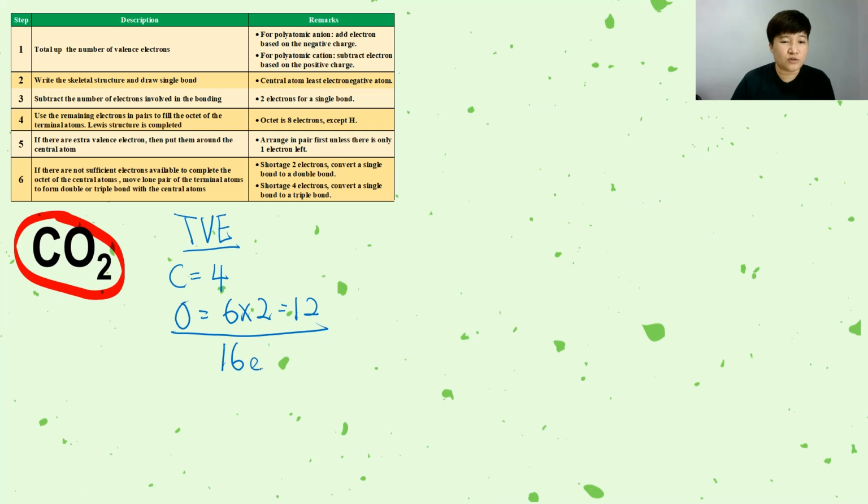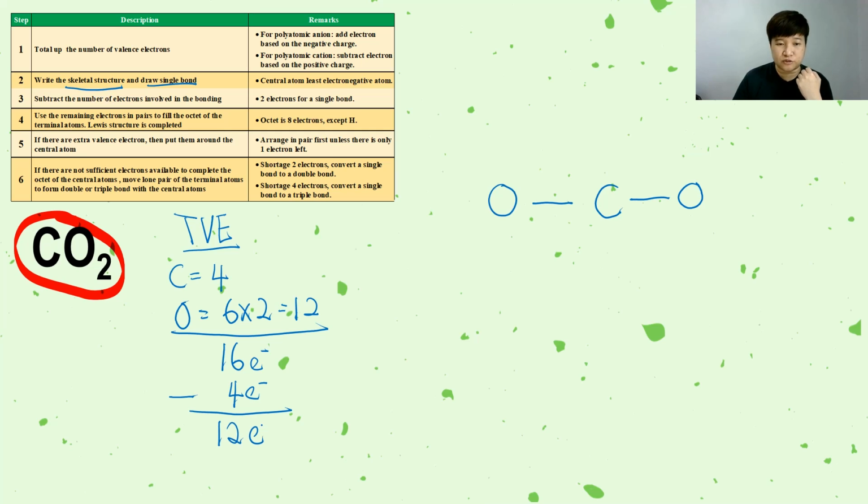And after you get your total valence electron for carbon dioxide, again, we start off with drawing the skeletal structure and single bond. So my central atom over here is carbon. Single bond with oxygen, guys. Single bond with oxygen. So when you single bond with oxygen, we are drawing 2 single bond. So every single bond represents 2 electron. So we minus 4 electron. And I left with 12 electron.